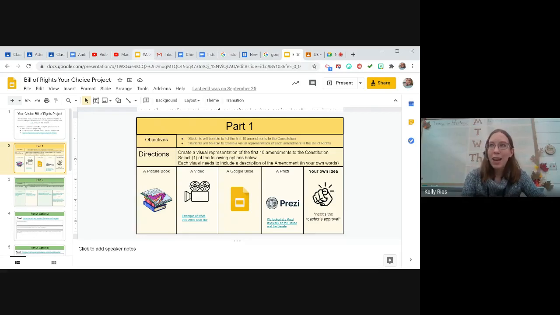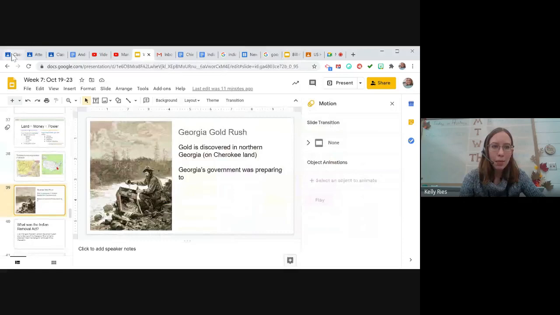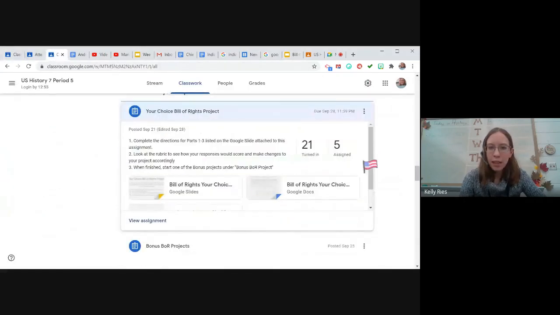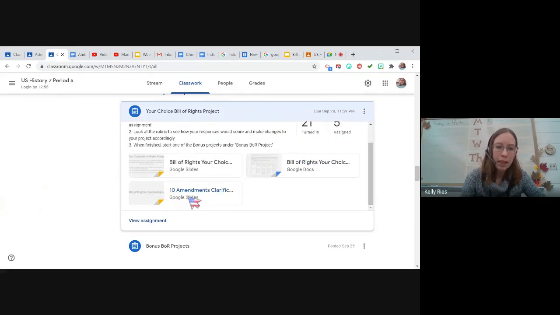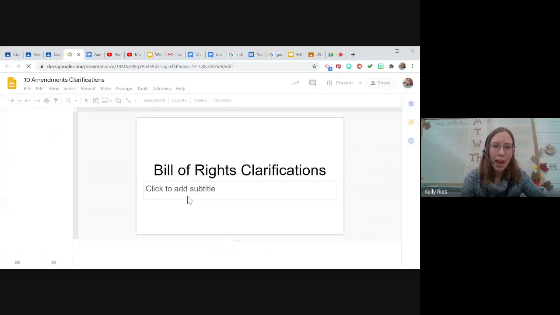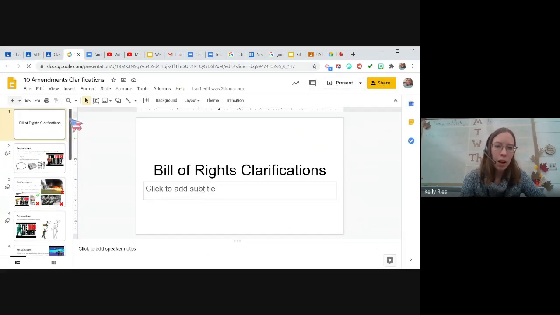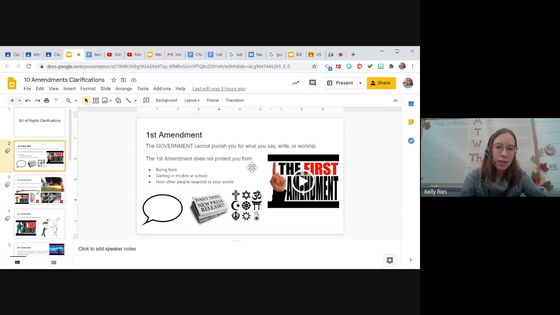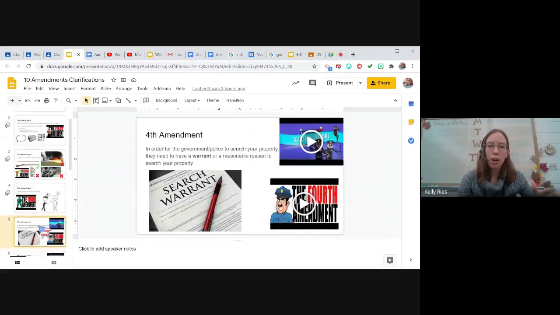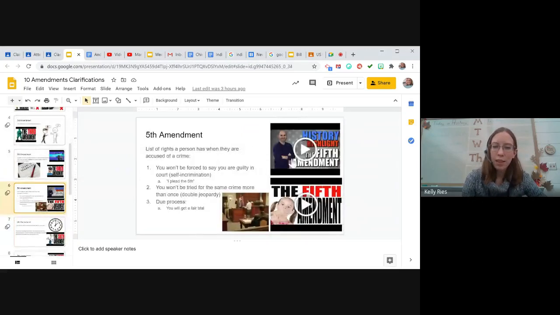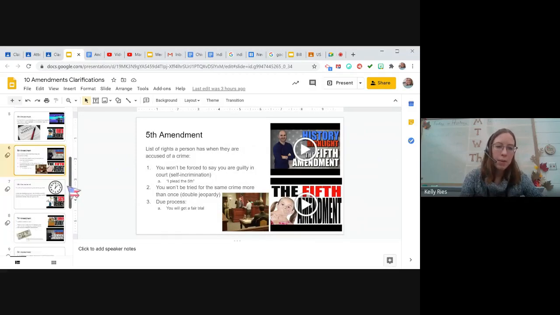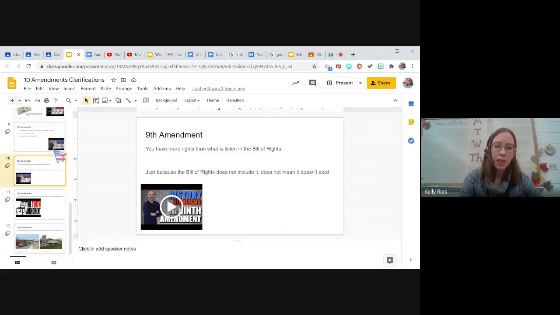Now, I understand that if you ever read the 10 amendments in their original language, they can be a little tricky. So to help with that, if you go back to the Your Choice Bill of Rights project on Google Classroom, you will see the 10 amendments clarification slides. I included links and mini descriptions of each amendment to help you understand what they include. Some of the slides actually have 2 videos in case you want one or the other, because I understand sometimes they're very difficult to understand.